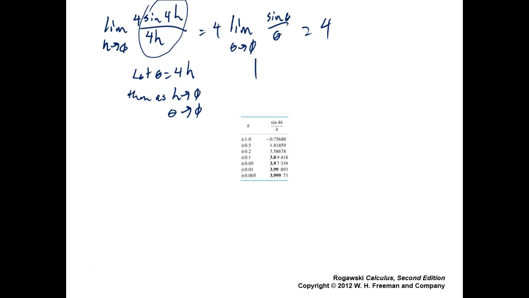So as you approach h equal 0 from either the right or the left, plus or minus side, the limit does get closer and closer to 4. But this does it much faster than plugging in all those numbers. All right?